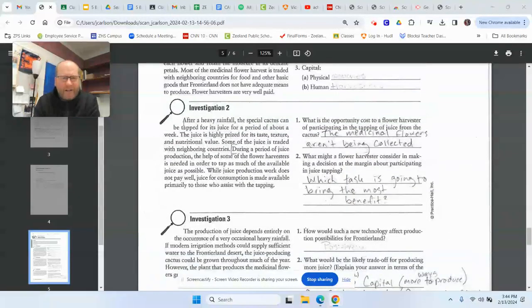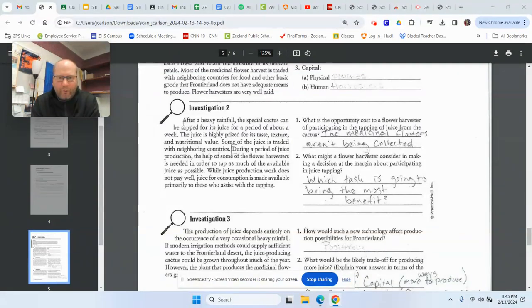Okay, then investigation 2. After a heavy rainfall, the special cactus can be tapped for its juice for a period of about a week. The juice is highly prized for its taste, texture, and nutritional value. Some of the juice is traded with neighboring countries. During a period of juice production, the help of some of the flower harvesters is needed in order to tap as much of the available juice as possible.